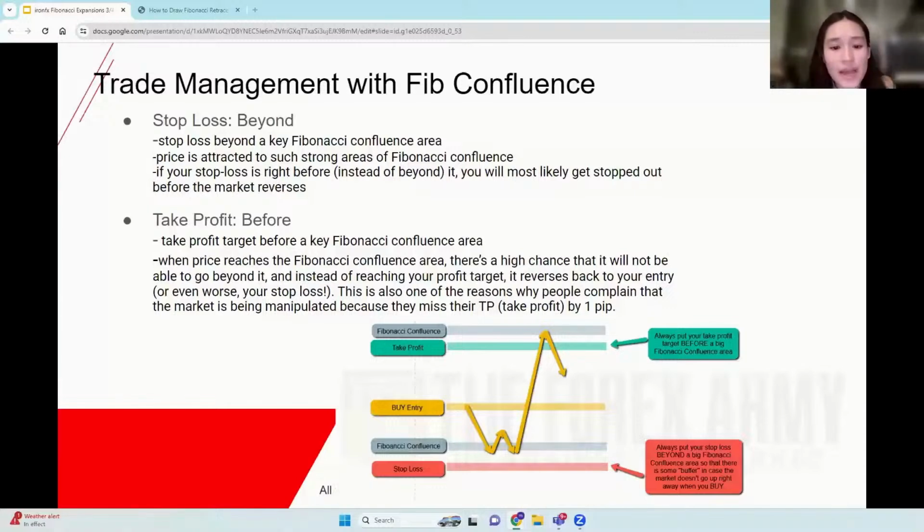And for your take profit, the rule of thumb is to place your take profit before your key Fibonacci confluence area. Again, the reason for this is because when price reaches the Fibonacci confluence area, there is a high chance that it won't be able to go beyond it. So instead of reaching your profit target, it reverses back to your entry, or even worse, your stop loss. That's one of the reasons why people complain that the market might be manipulated, because they miss their take profit by 1 pip.